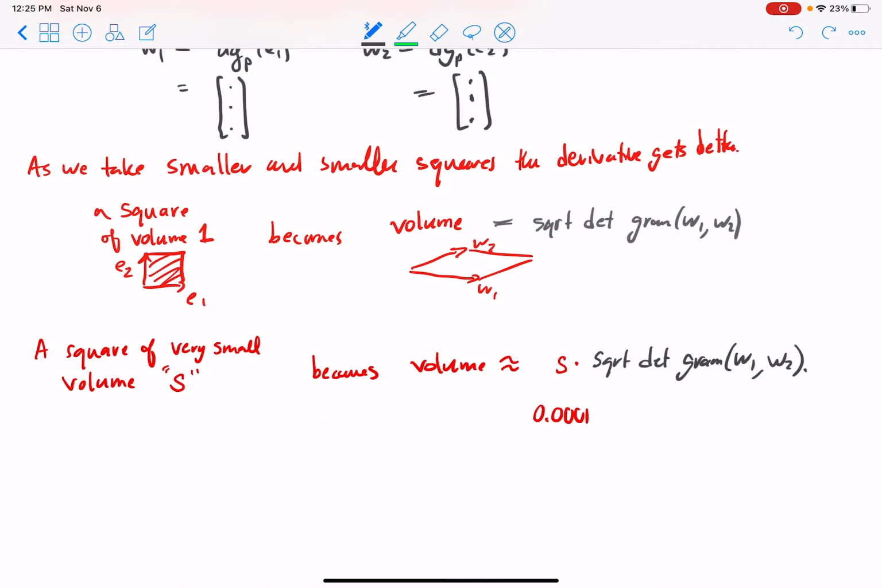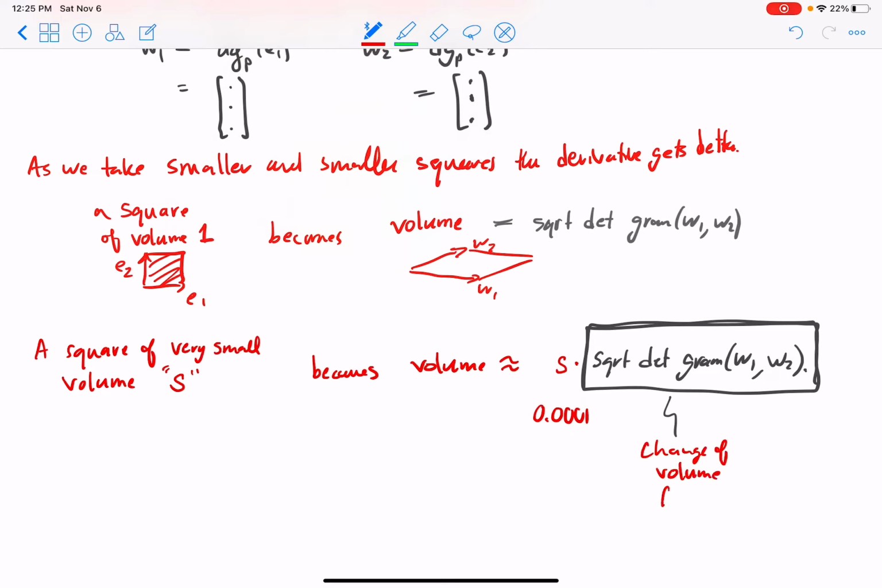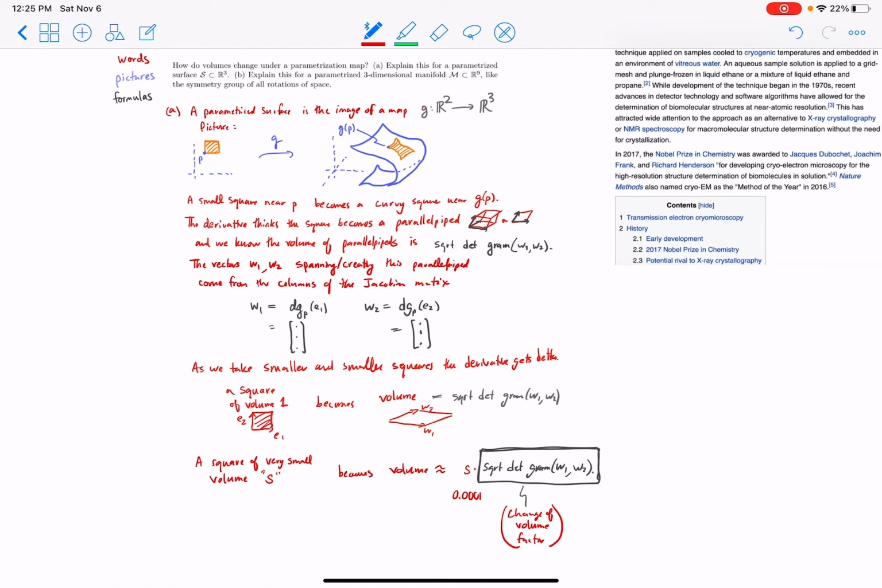And so the change of variables factor, this is the change of volume factor, because it's what we multiply by. If the volume was S, we multiply by this. If the volume was 1, we multiply by this, 1 times that. And that's it. That's the end of part A. Let's do part B. Part B is actually easy.